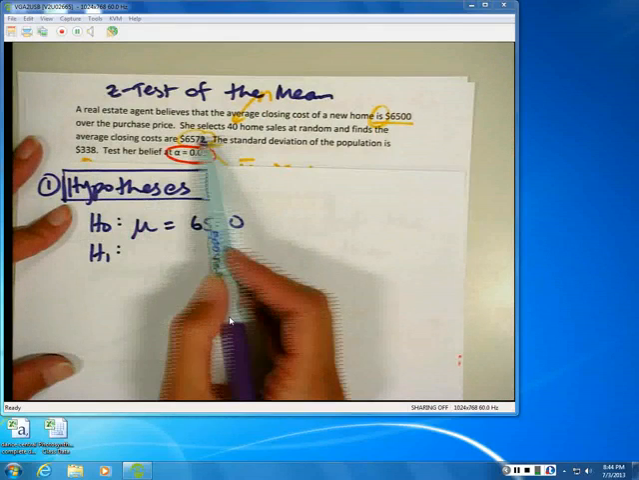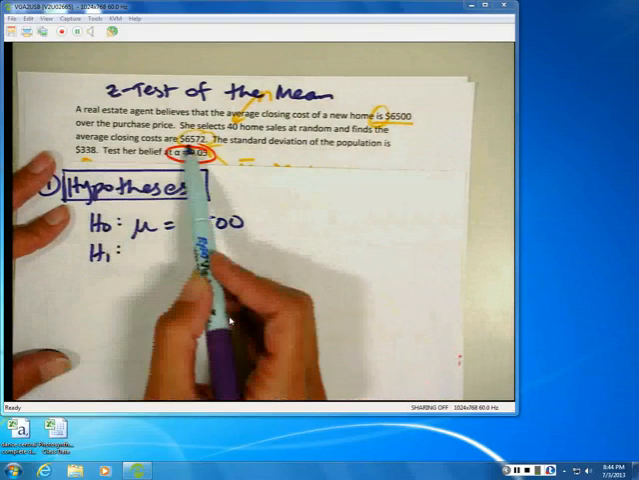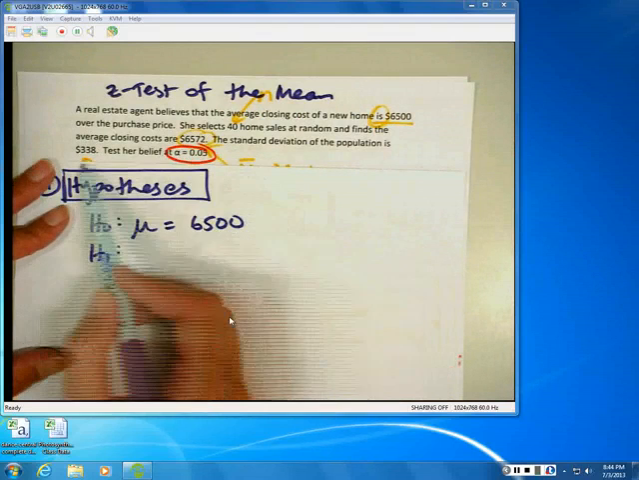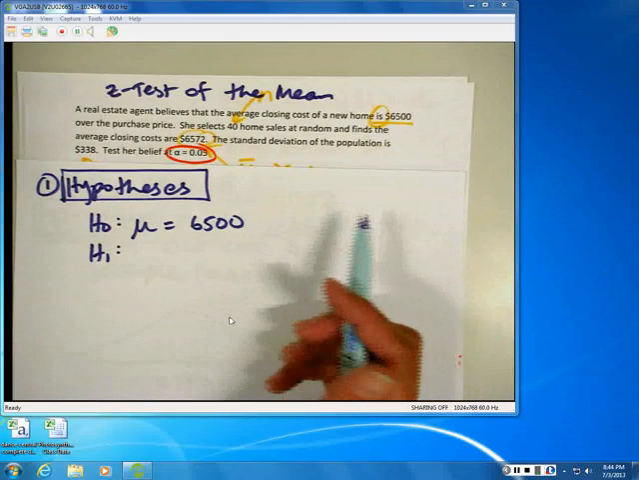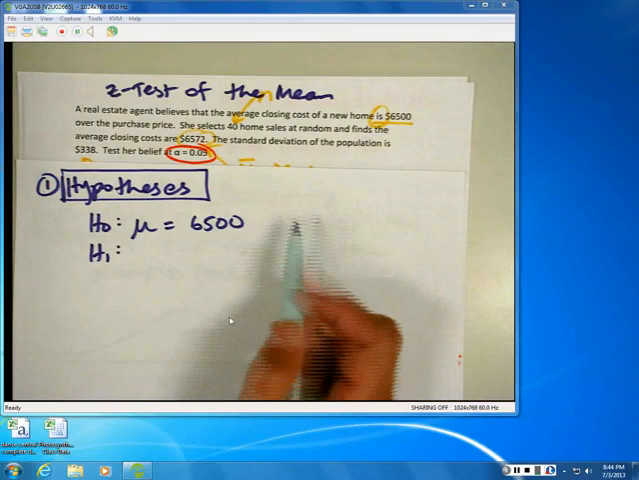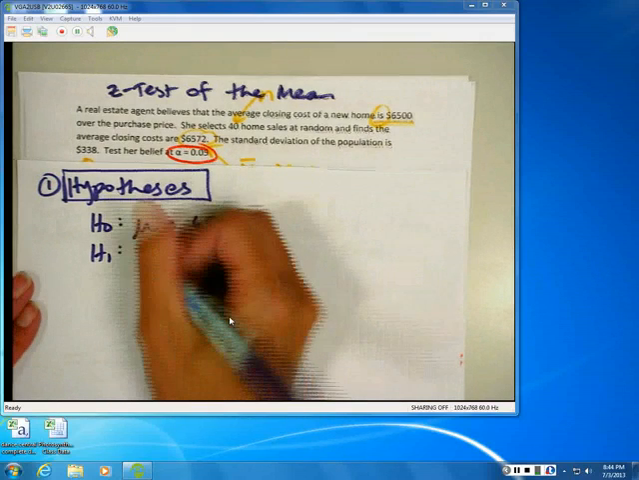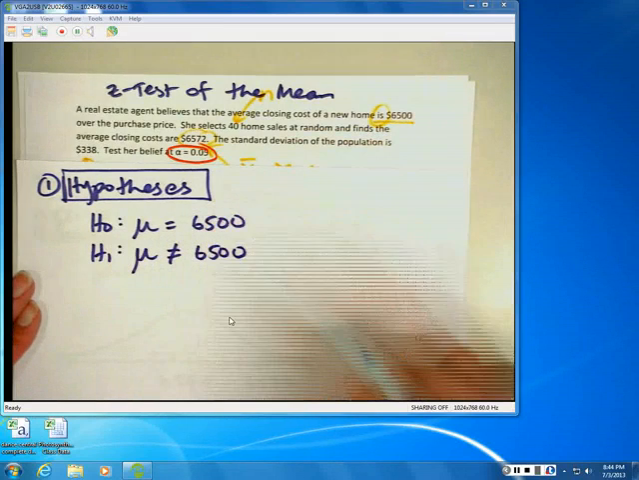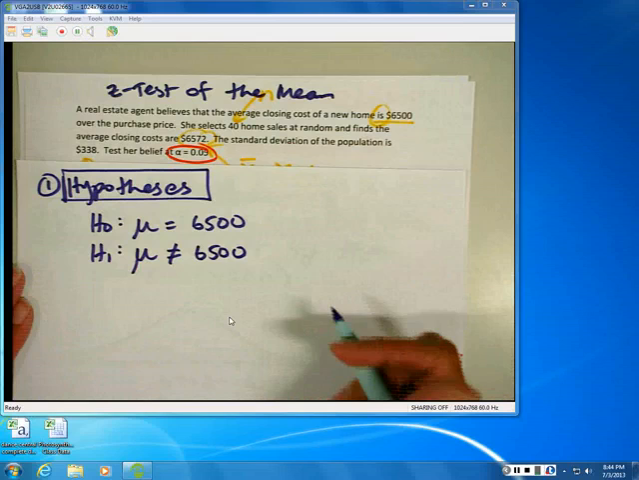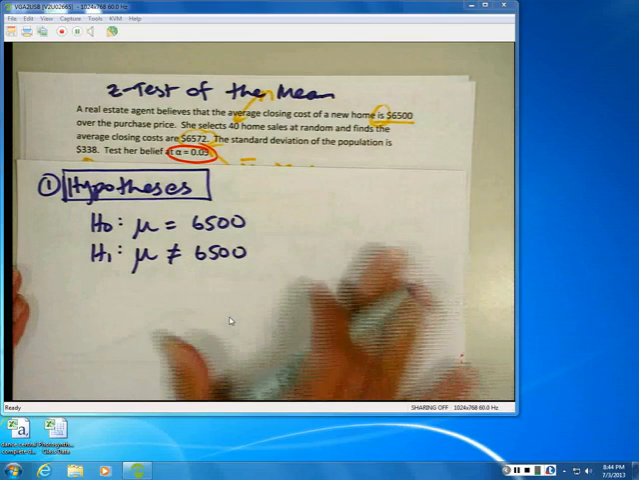She selects 40 home sales, finds the average cost is 6,572 with a standard deviation, test her belief. So nowhere does it say that she thinks it's greater than or less than. So that means she thinks it either is, or maybe we can prove that it isn't and that it's significantly different. These are the same hypotheses that we had when we did it with the traditional method.